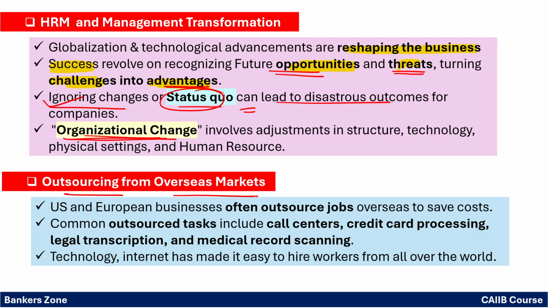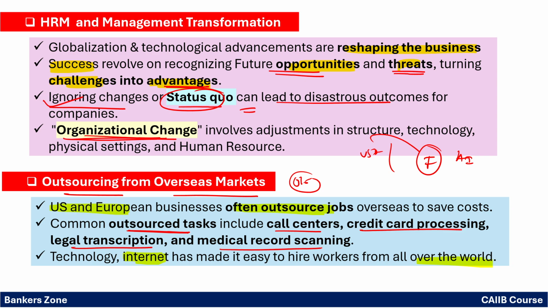Outsourcing from the overseas market. See, what is outsourcing? Outsourcing of the job. See, in the USA, what is happening? In the US or the European countries, they are able to outsource the job due to the use of internet. Right? There is an internet connection all over the world, so easily they can outsource the job. So whatever job is there in the USA, a person sitting in India can do that job using the access of internet, right? So basically, what are the outsourced tasks? Like call centers, credit card processing, legal transcription, medical record keeping. These are the examples of the outsourced tasks.